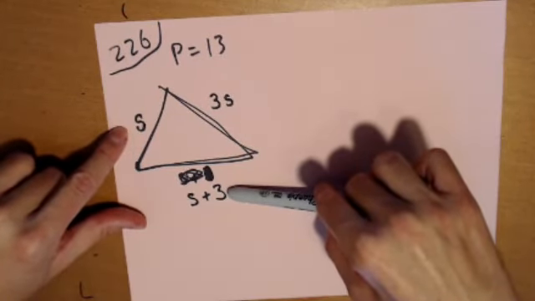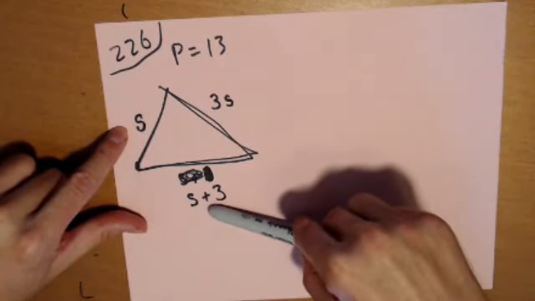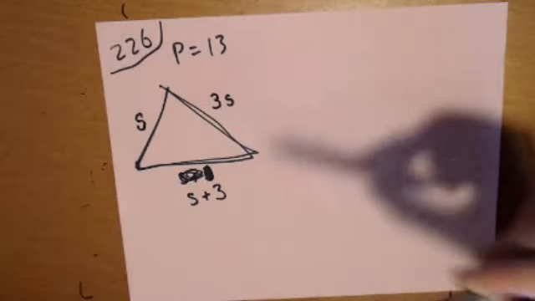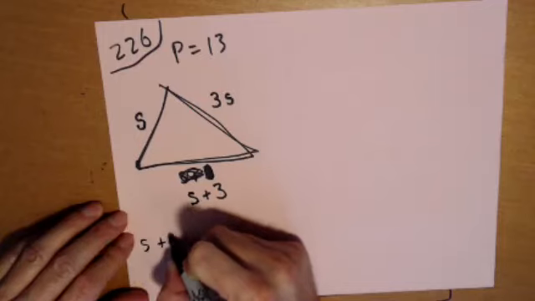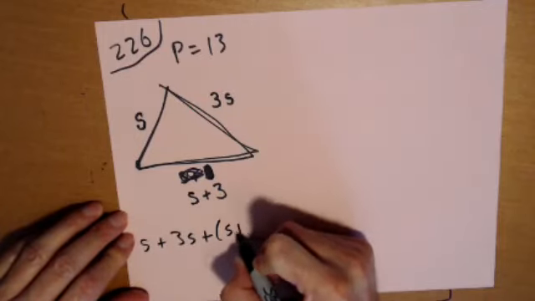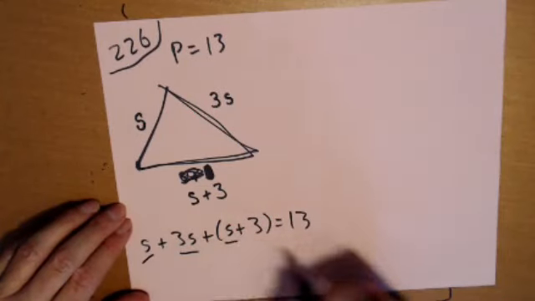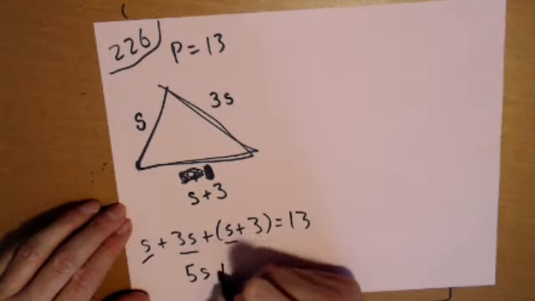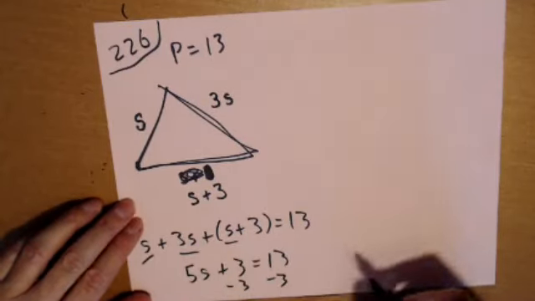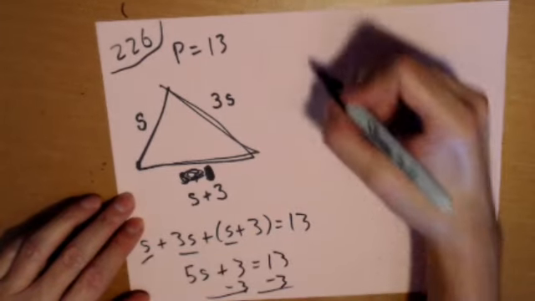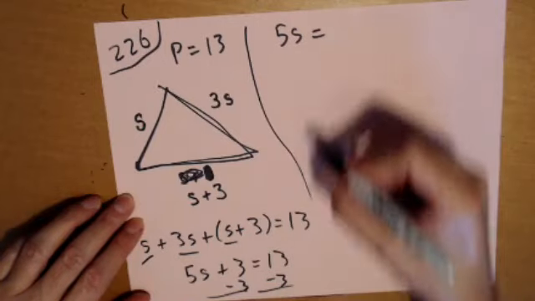226. One side of a triangle is 3 times the smaller side. The third side is 3 feet more than the shortest side. Perimeter is 13. Okay, cool. So now just add the 3 sides up and it needs to be 13. S plus 3S plus S plus 3 equals 13. S, 3S, 1S, that's 5 of them. Plus a 3 equals 13. Subtract 3, subtract 3. So that's going to give us 5S equal to 13 minus 3 is 10.